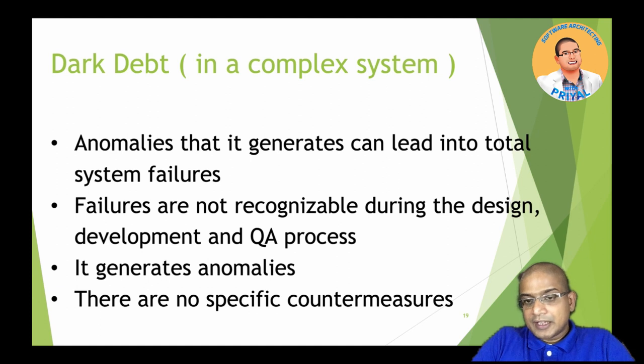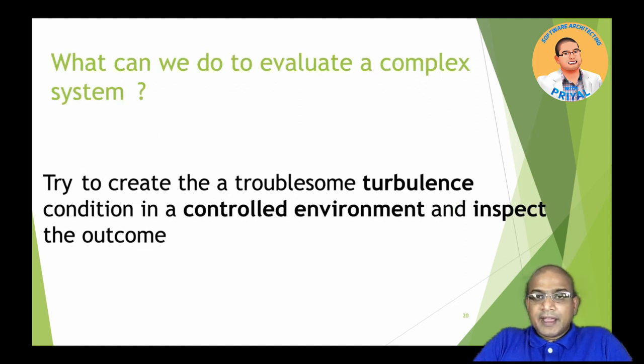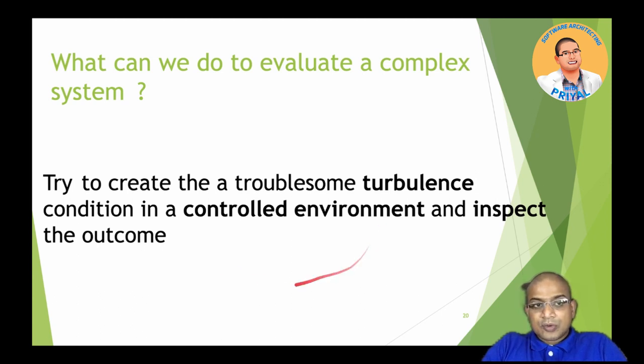That's why you need to employ a technique such as chaos engineering in complex systems. So how can we evaluate a complex system? Okay, now we know we have these problems in a complex system. How can we evaluate it? The best thing you can do is try to create a troublesome turbulence condition in a controlled environment and inspect the outcome. Controlled environment means that, this is called reducing the blast radius.